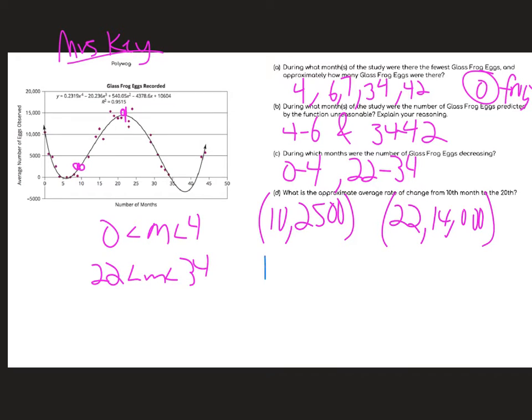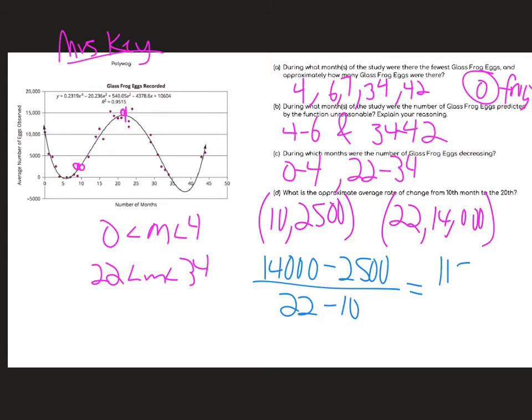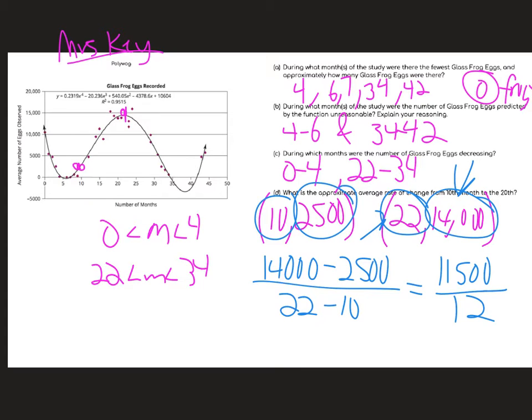So 14,000 minus 2,500 over 22 minus 10. So that's 11,500 over 22 minus 10, which is 12. And if you left it like that, we would be okay. You've shown us what we need to see. The units on that would be, the top are the number of glass frogs, divided by months. So it has to do with how many are seen each month. We took y2 minus y1 over x2 minus x1. Once I chose the 14,000, I had to then choose the 22 on the bottom, because if I started with 14,000, I have to start with its x-coordinate on the other one.